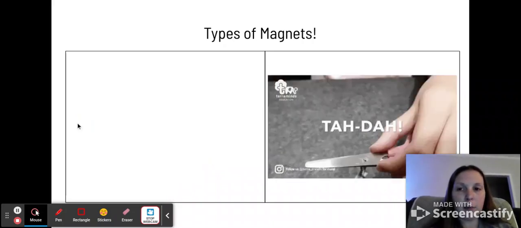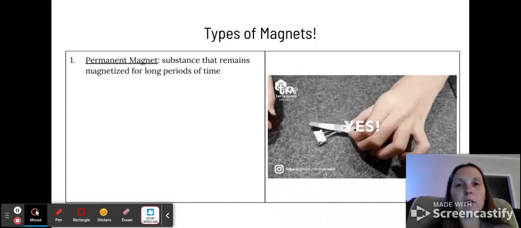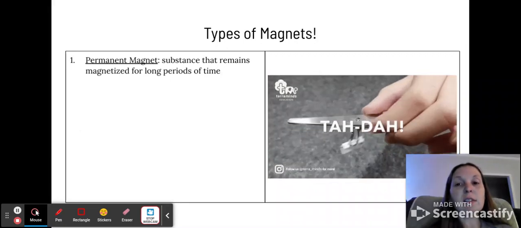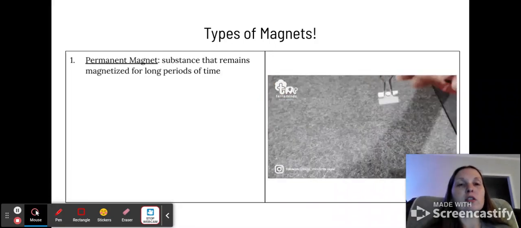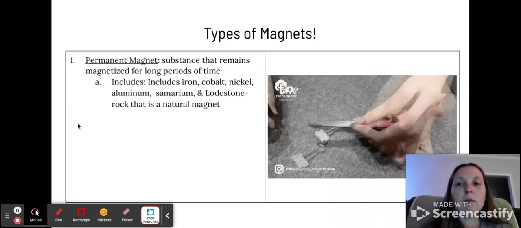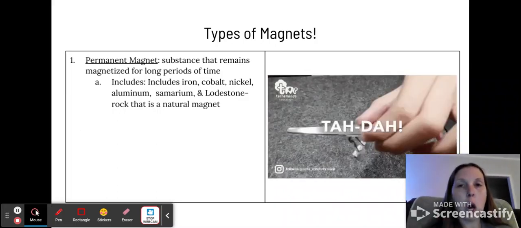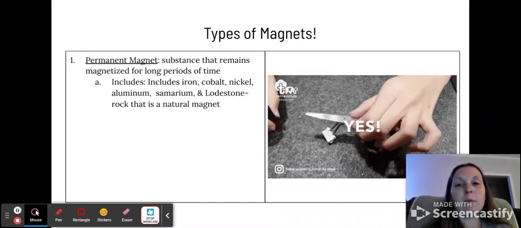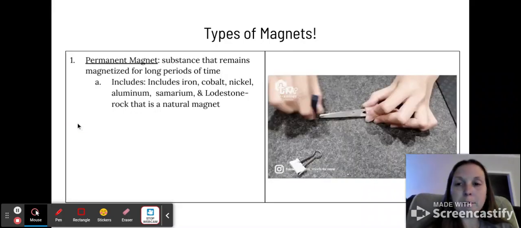So now let's talk about types of magnets. The first one is a permanent magnet. This is the one you see all the time. These are the ones that, it's in the name, permanent. It stays. So this is a substance that will remain magnetized for long periods of time. Yes, some magnets will lose their strength over time, but you can recharge a magnet to help that. But permanent ones should remain magnetic for very long amounts of time. And some examples of these are iron, cobalt, nickel, aluminum, samarium. And then lodestone is a rock that is actually a natural magnet.